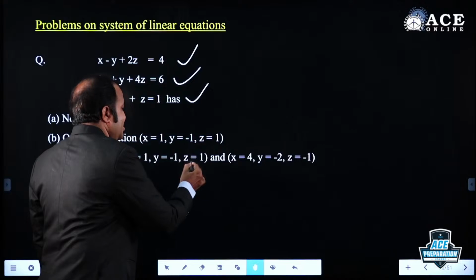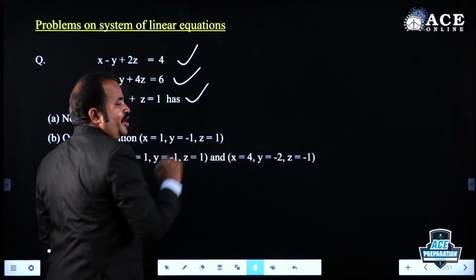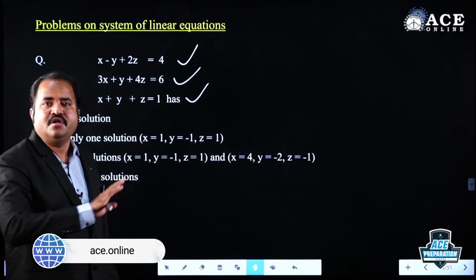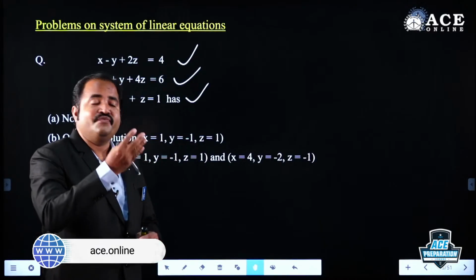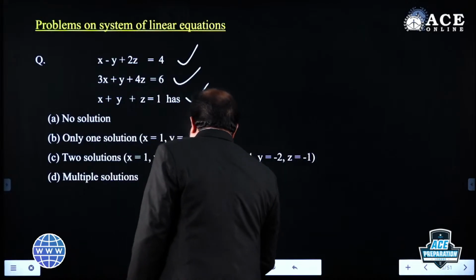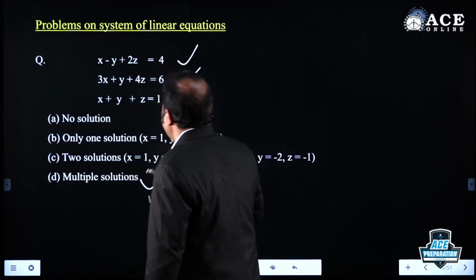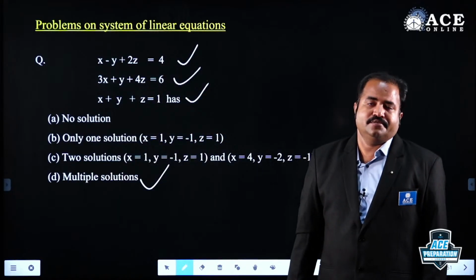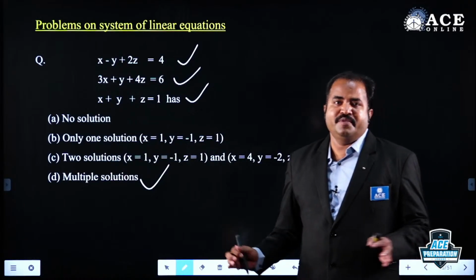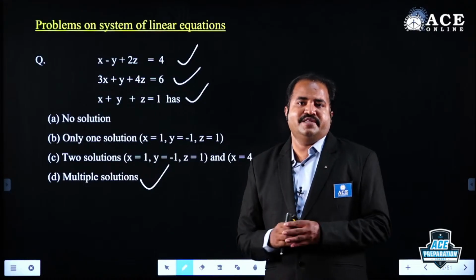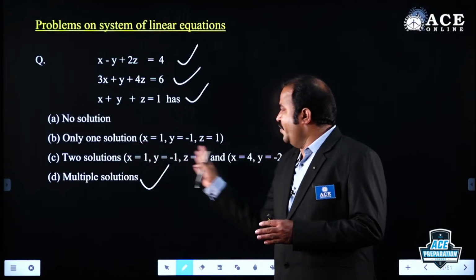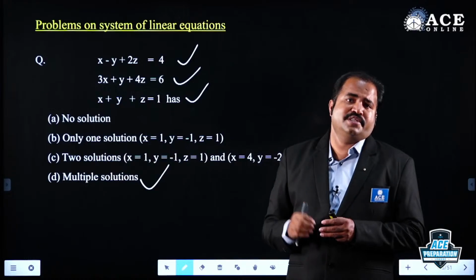But here (1, -1, 1) is a solution, and (4, -2, 1) is also a solution. Means 2 solutions are possible, so a third one will also exist. So infinitely many solutions will be there. Which option? Without any calculation, multiple solutions is the correct answer. I hope this problem is clear, right? Very good example. No need to compute, no need to reduce the matrix into echelon form. By verifying options, very clear. Multiple solutions is the correct answer.